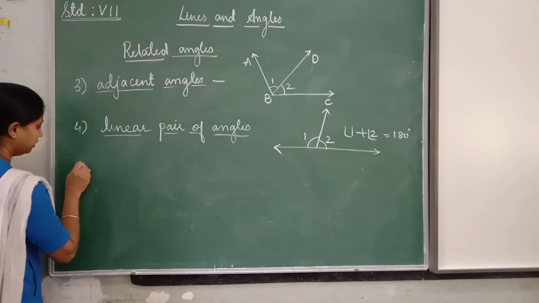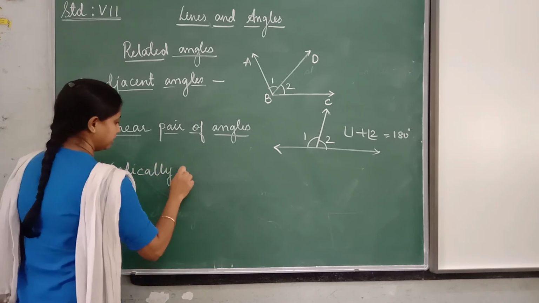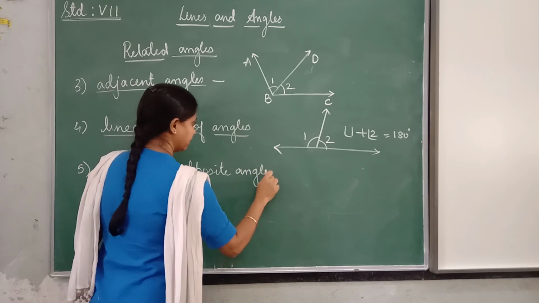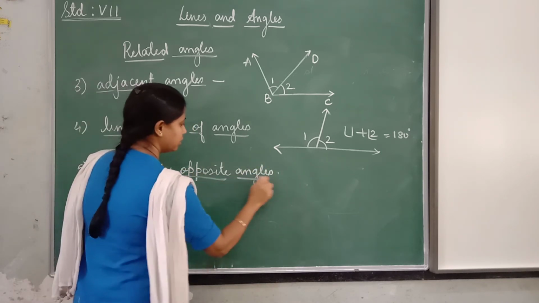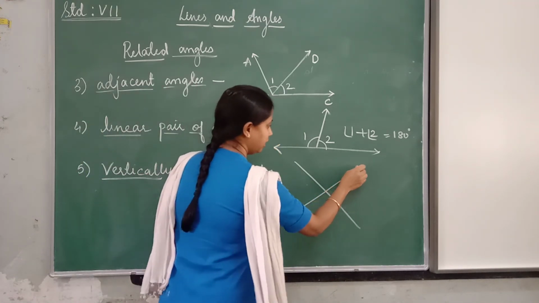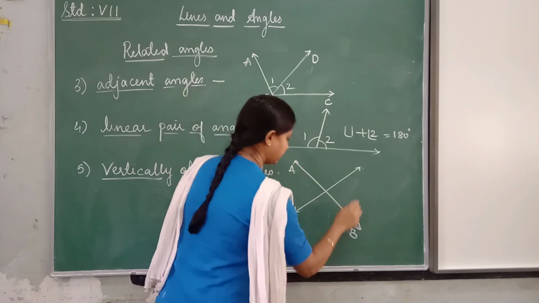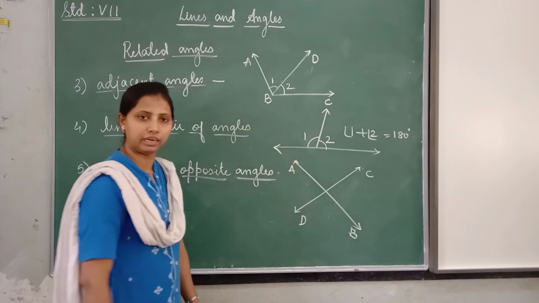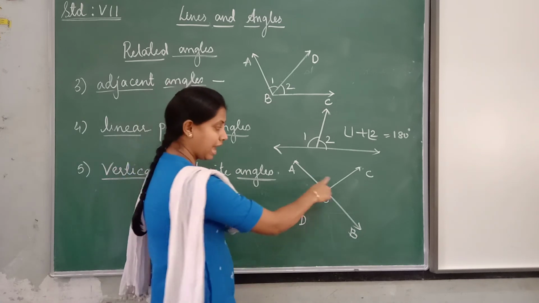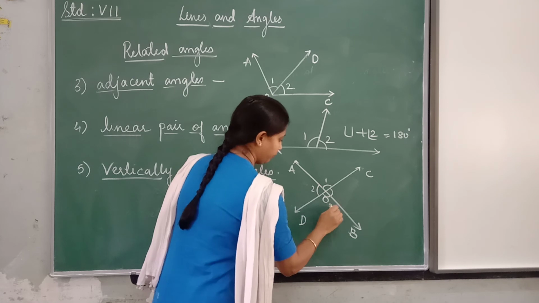Then the last one is vertically opposite angles. What do you mean by vertically opposite angles? When two straight lines intersect at one point, vertically opposite angles are formed. You can see two straight lines, CD is one straight line. Now these two straight lines are intersecting at a point. Four angles are formed. You can see four angles are formed, children. Here 1, 2, 3, 4.